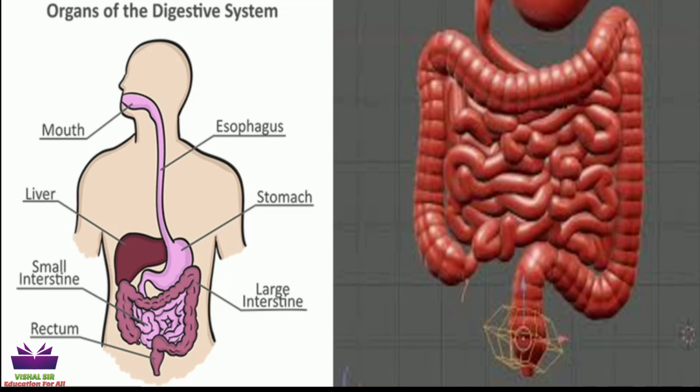The large intestine is much broader than the small intestine. The purpose of the large intestine is to absorb water and salts from the material that has not been digested as food and get rid of any waste products left over. So undigested material is thrown out of the body through the anus.